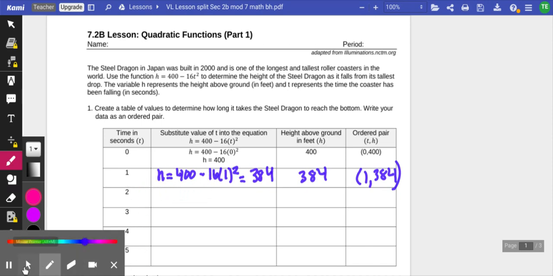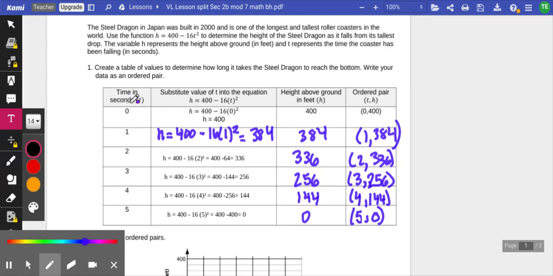for 2 through 5. All right, check your work. At 2 seconds, I'm at 336 feet above the ground. At 3 seconds, we're at 256 feet above the ground. At 4 seconds, we are at 144 feet above the ground. At 5 seconds, we have hit the ground.